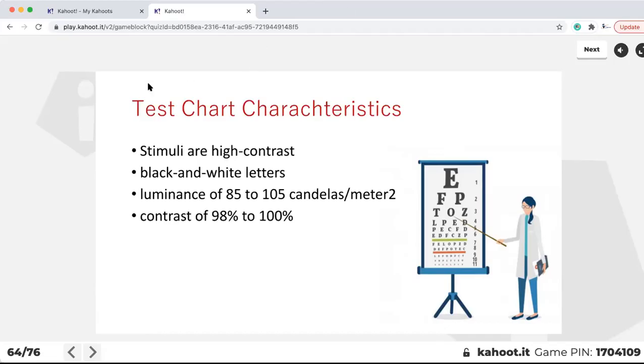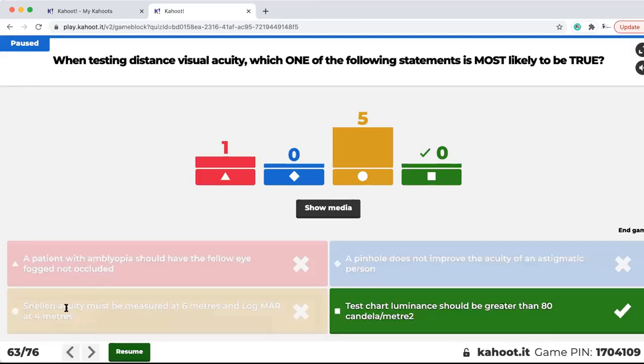Can anyone tell me, for those who answered that Snellen acuity must be measured at 6 meters and logMAR at 4 meters, what is the logic behind this, or why did you choose this answer? Let's have some discussion about it. Anyone want to speak?